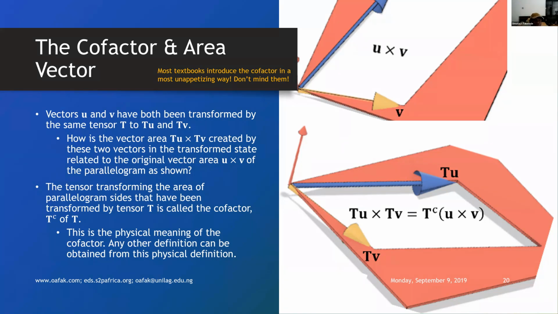Even the definition we gave last week can be derived from here. But that definition was weak because it requires the tensor be invertible. This one does not care whether the tensor is invertible or not. Just give it any two vectors U and V, as long as those two vectors are not collinear. Once they are not collinear, the result will always be correct for the cofactor of any tensor T that transforms U and V.